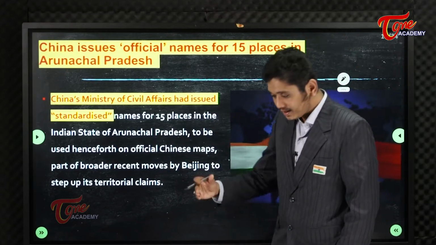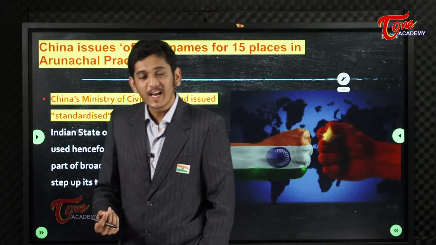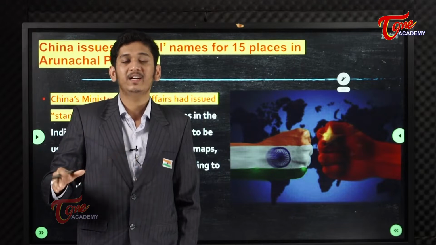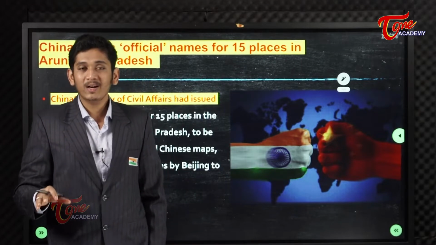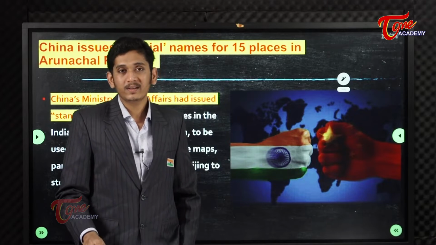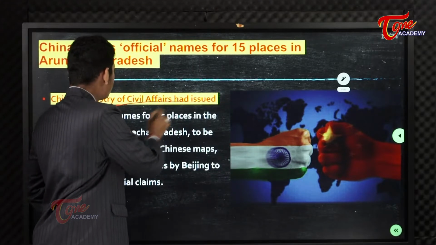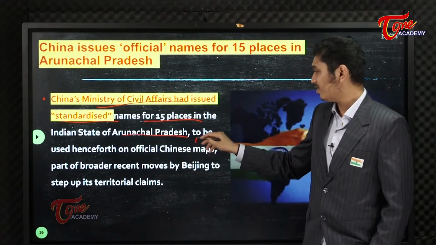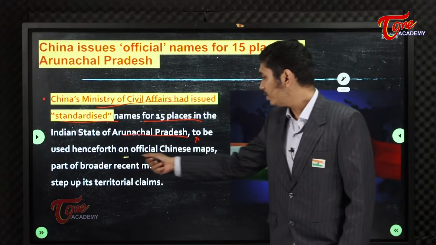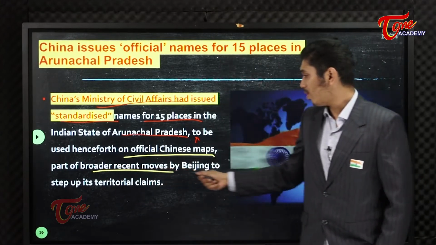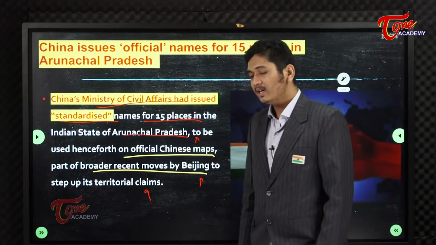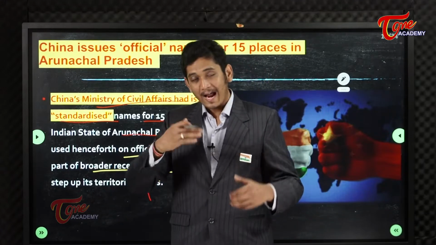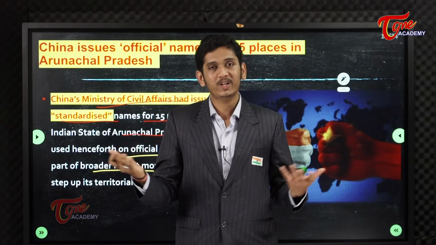Next, what happened very recently? China has named a few regions in Arunachal Pradesh in Chinese terms, saying this territory is mine, or this is a part of Tibet, China. China's Ministry of Civil Affairs has issued standardized names for 15 places in the Indian state of Arunachal Pradesh to be used henceforth on official Chinese maps, part of recent moves by Beijing to set up territorial claims. It is saying, I have named this territory in Chinese terms, and I have even drawn this region on my map, so it is mine.